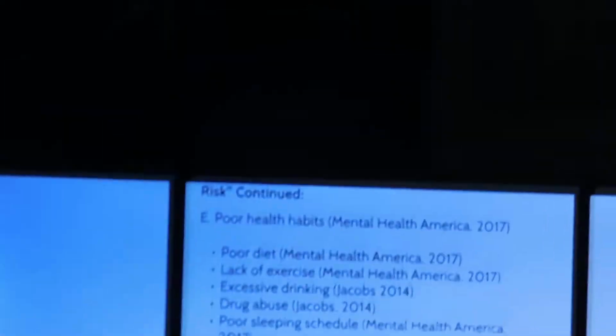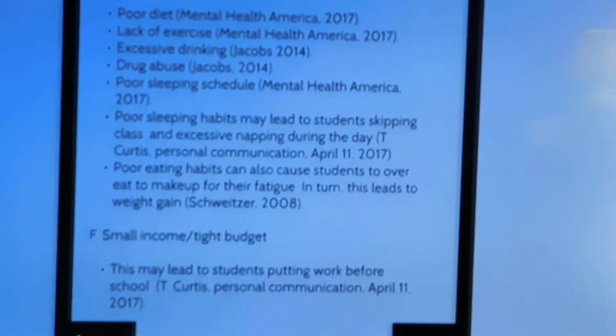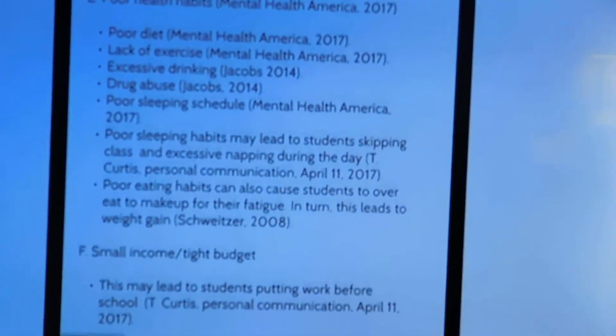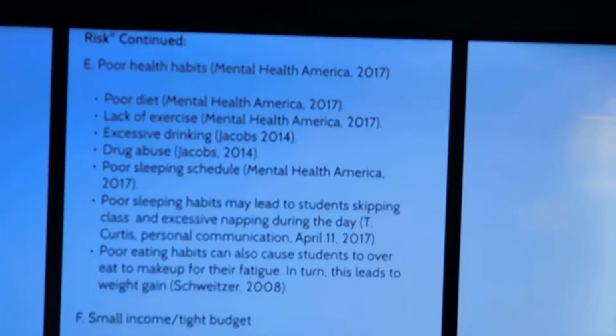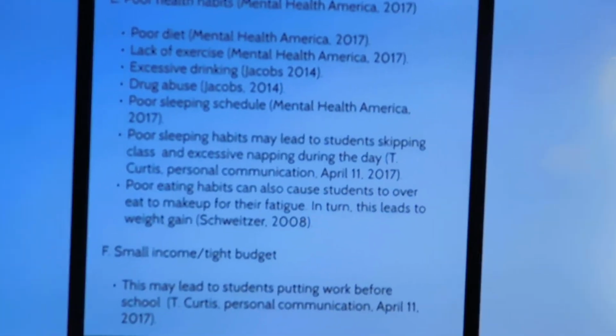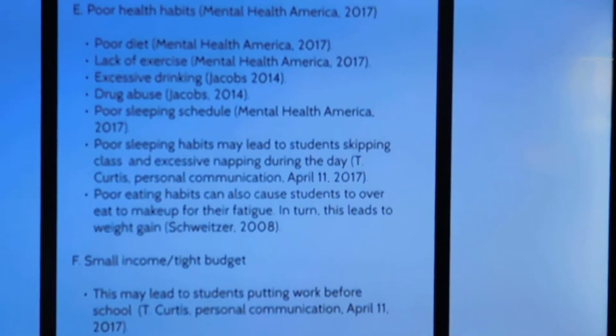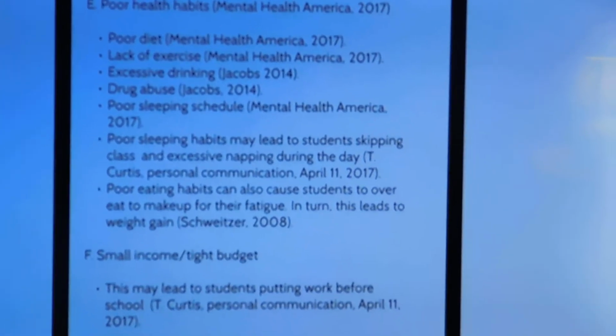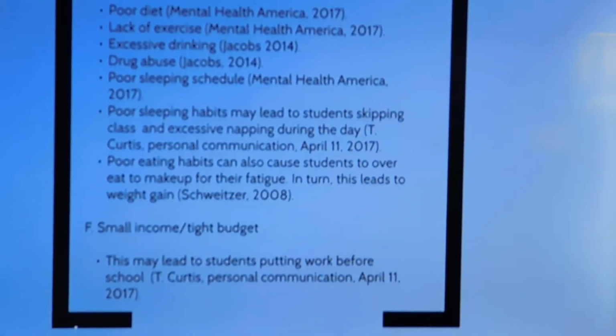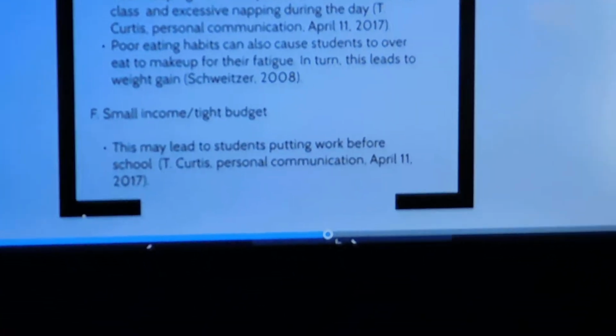Another thing that can lead to a college student being a student at risk is poor health habits. This includes poor diet, lack of exercise, excessive drinking of alcohol, drug abuse, and a poor sleeping schedule. Poor sleeping habits may lead to a student skipping class and excessive napping during the day. Poor eating habits can lead to students overeating to make up for their fatigue, in turn, weight gain. Another risk factor for college students is a small income and tight budget. This may lead students to put work before school.